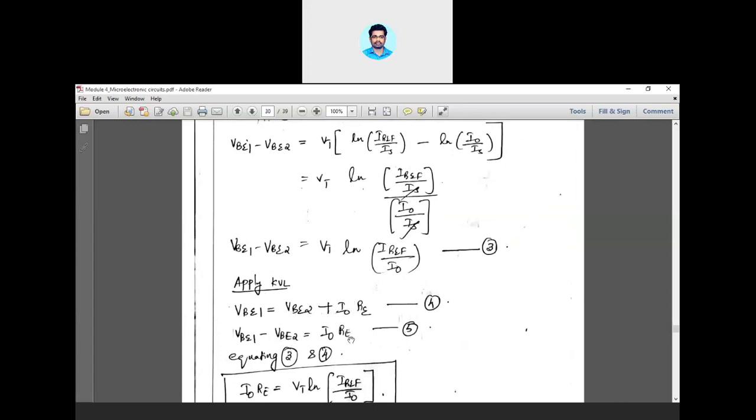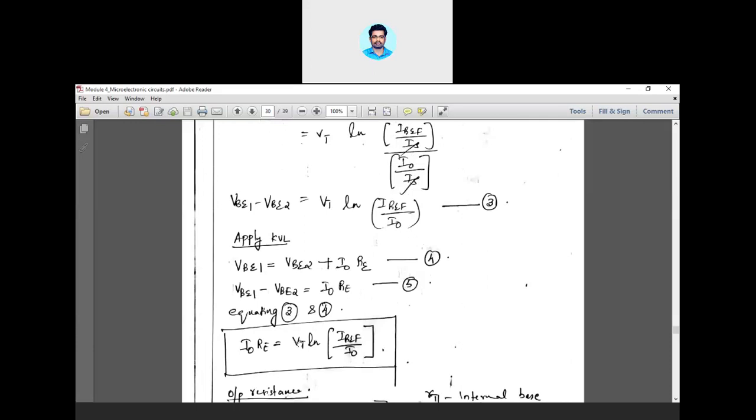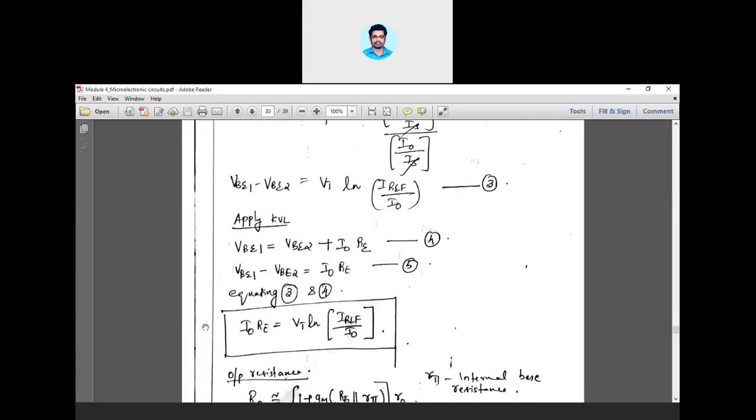So you can equate right side. So the equation will go like this: I0 into RE, that is, right side of equation number 5 is equal to right side of equation number 3. So as far as this equation is concerned, now you have got an expression for I0 in terms of RE and IRF. So if you know reference current and the resistance RE, you can design this particular circuit for any required amount of I0.